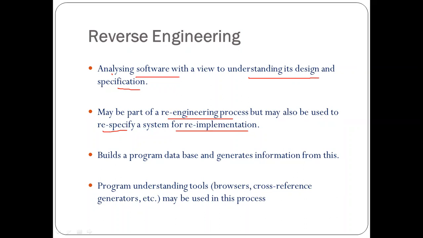We have already seen that the re-engineering process involves a part that is called reverse engineering. So it is the sub-step of the re-engineering process, and it is used for this particular purpose. Plus, it is also used for re-specifying the system which is going to be re-implemented. It builds a program database and generates information for this. Program understanding tools are included for this: browsers, cross-reference generators, etc. These are used in this process.